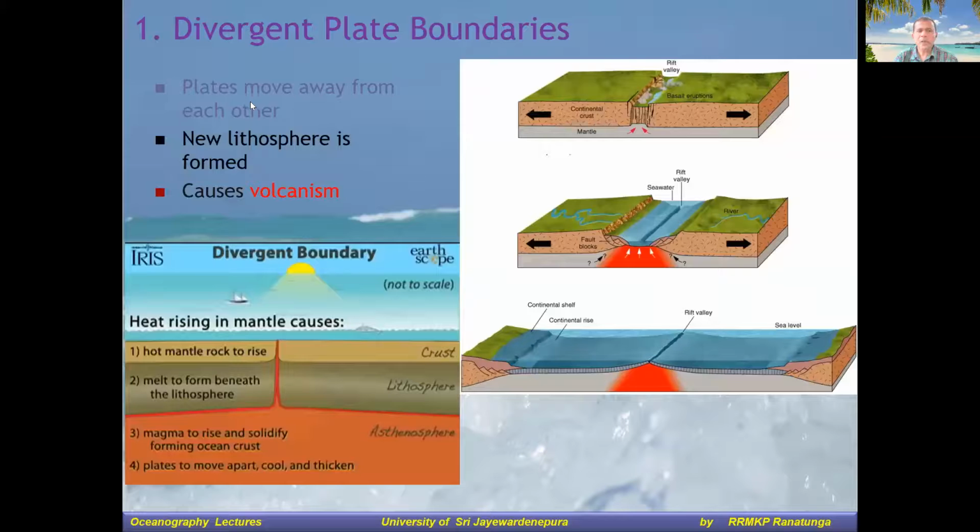So what happened in this case is new lithosphere, new crust, is forming because of these divergent boundaries, where the lava coming to the surface forms new lithosphere, and there will be some volcanism, but it's not very explosive volcanism, right?